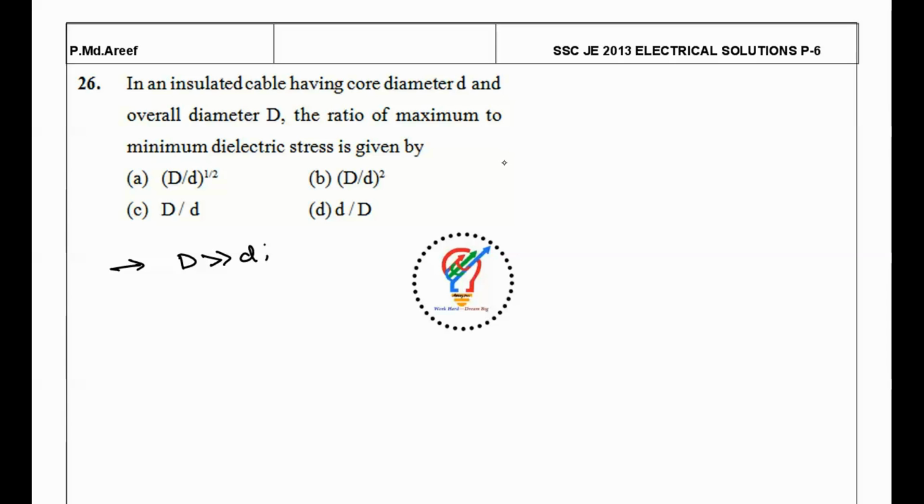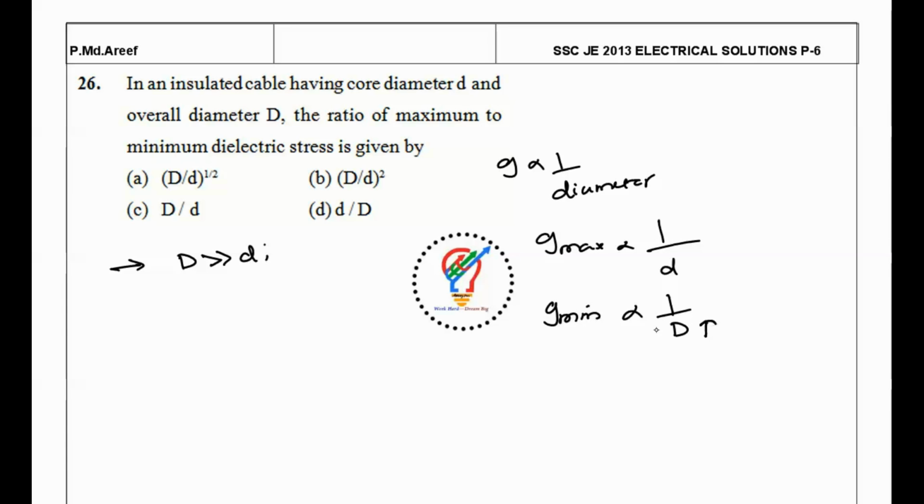The dielectric stress gradient G is inversely proportional to diameter. If you want G max, it should be proportional to 1 by small d. If you want G minimum, it is proportional to 1 by D here. If one is high, the other will be low. The ratio of G max to G minimum: G max is proportional to 1 by small d, since maximum means the diameter should be small, and minimum means capital D. So D by small d is the answer.